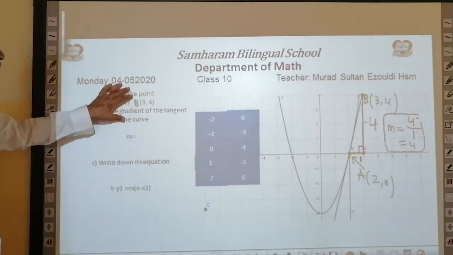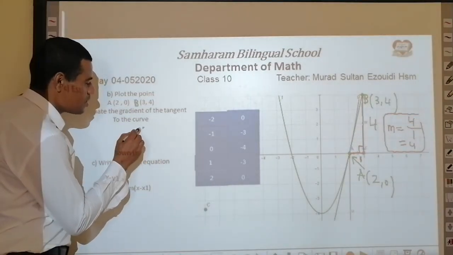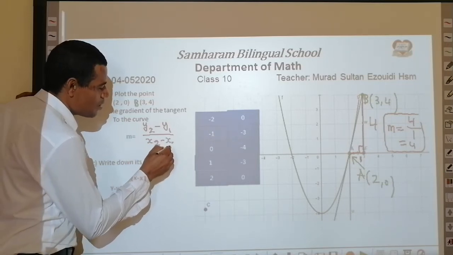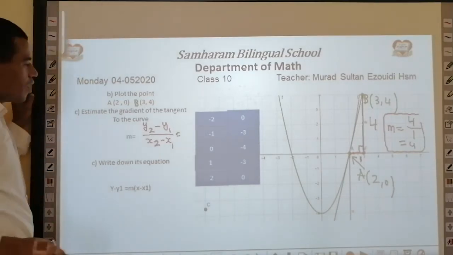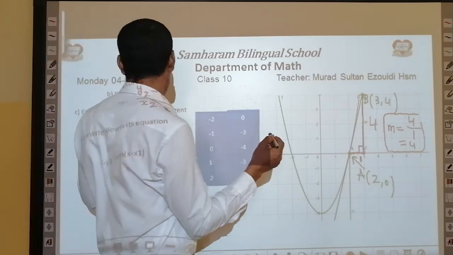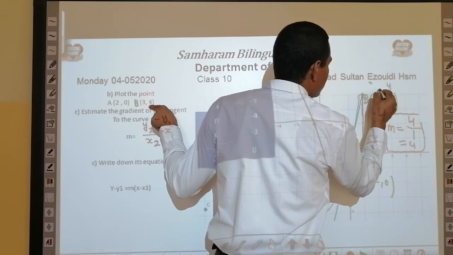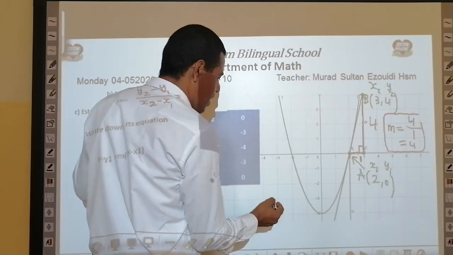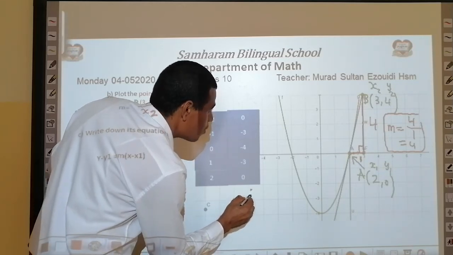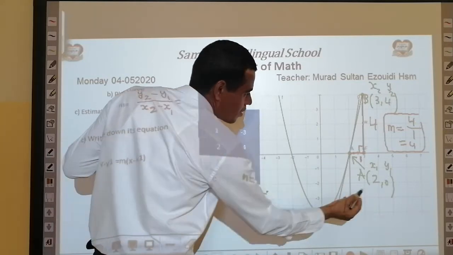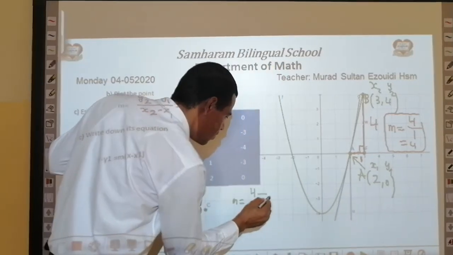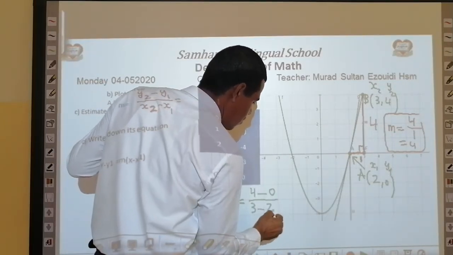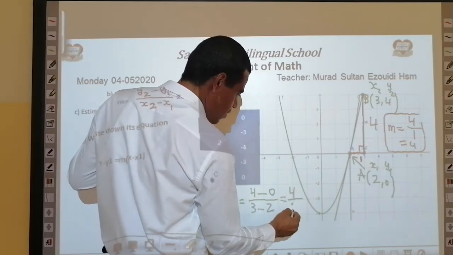But, my learners, here I will use the formula. We said that m is equal to y2 minus y1 divided by x2 minus x1. I will label this as y2, this is x2, and this is y1, and this one is x1. So m is equal to y2, which is 4, minus y1, which is 0, divided by x2, which is 3, minus x1, which is 2. So 4 divided by 1 is 4.